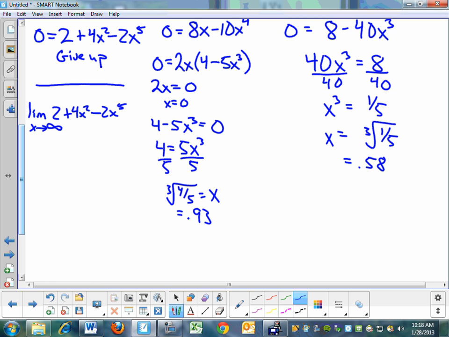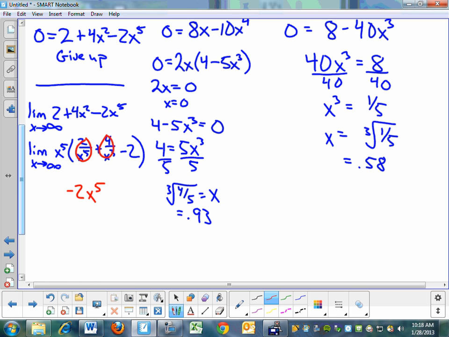What would you like to take out of that to find the limit? Let's take out an x to the 5th. So we'll have the limit as x approaches infinity of x to the 5th times 2 over x to the 5th plus 4 over x to the 3rd minus 2. As we allow this to go to infinity, what happens inside the brackets here? These go to 0. 0 plus 0 minus 2 is negative 2. So you end up with negative 2x to the 5th.